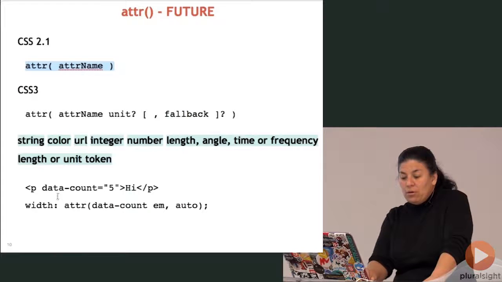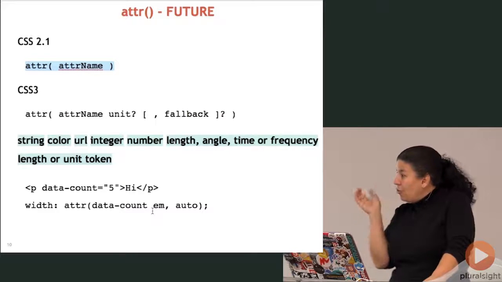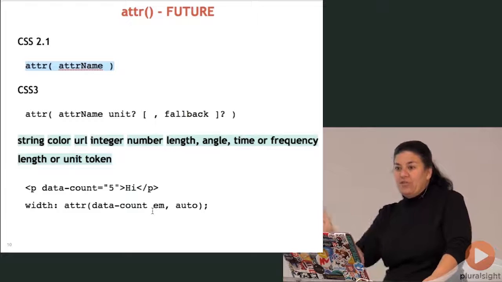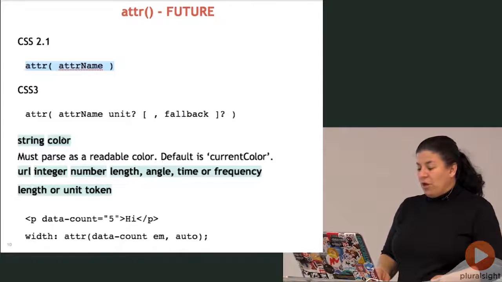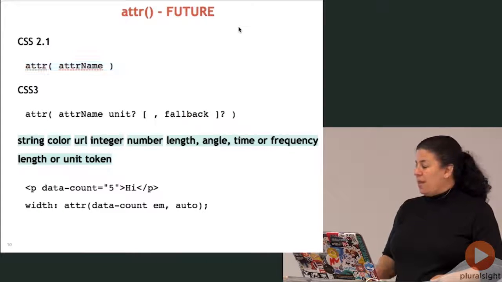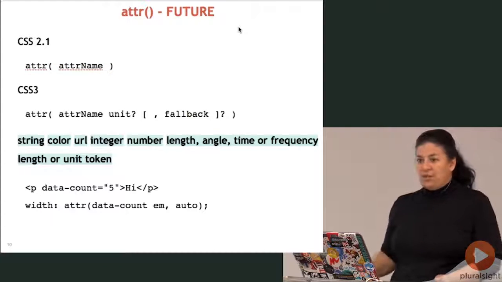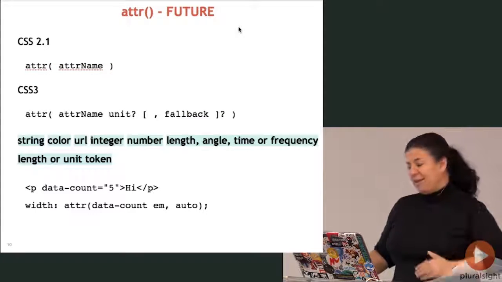So here, that example that I gave would be the width would be the attribute of data count. So you can use the attribute, it doesn't have to be in generated content in the future. This is not well supported yet. And these are the different things you can use and a little explanation. So I'm not going to go in depth with that because it has nothing to do with generated content, but I didn't want to pull that aside in.